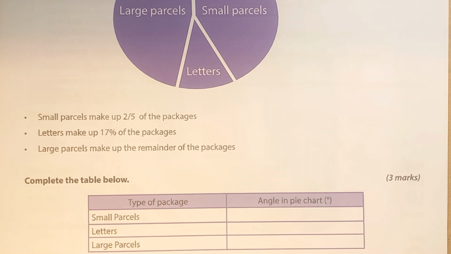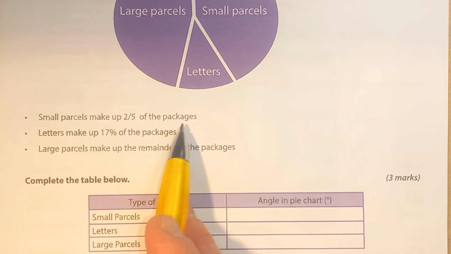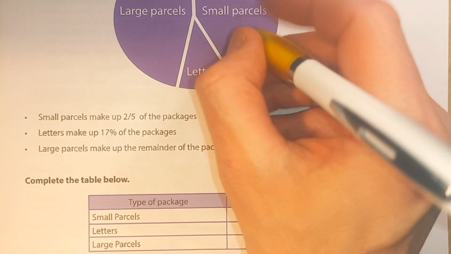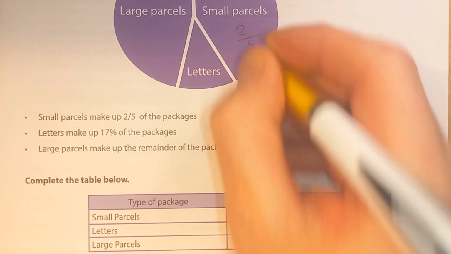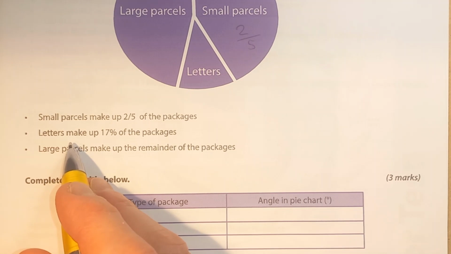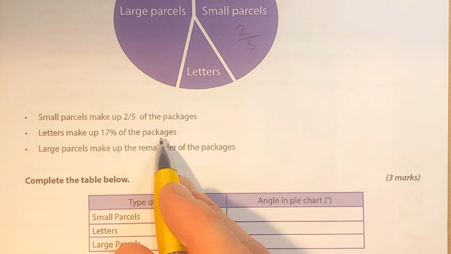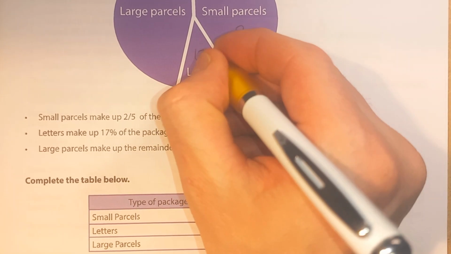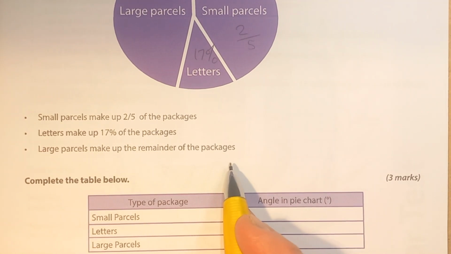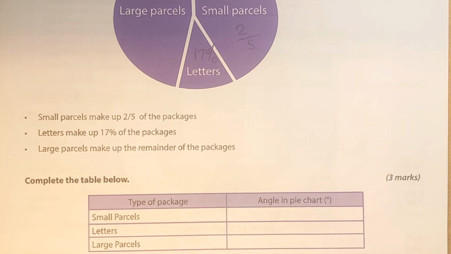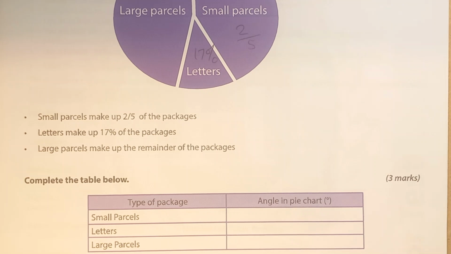Okay. So it says small parcels make up 2/5 of the packages. So I'm going to write that. Letters make up 17% of the packages. Large parcels make up the remainder of the packages. And they've asked us to complete the table below, and they want it in degrees. They want the angles of the pie chart.